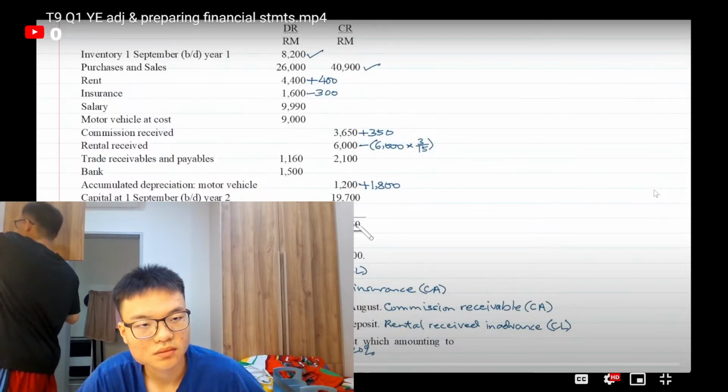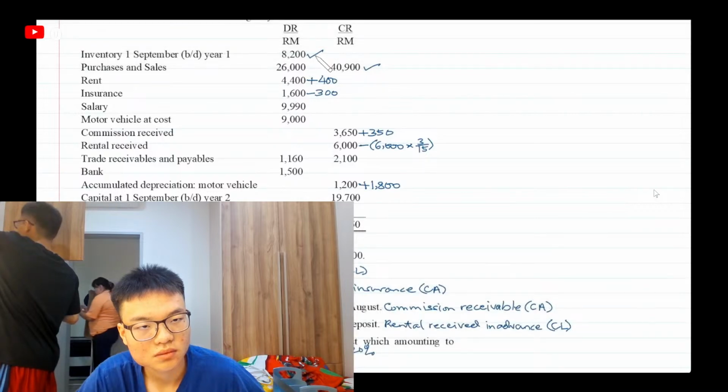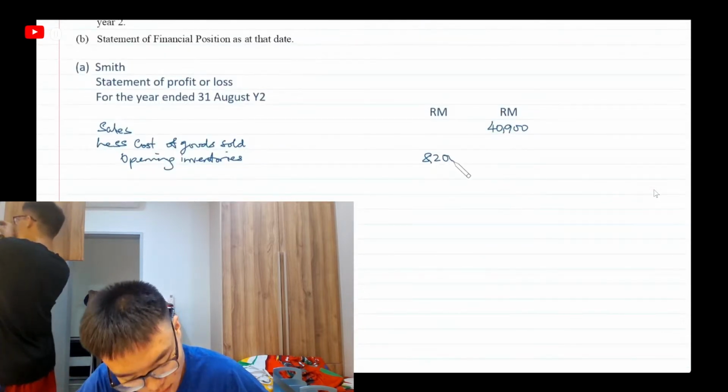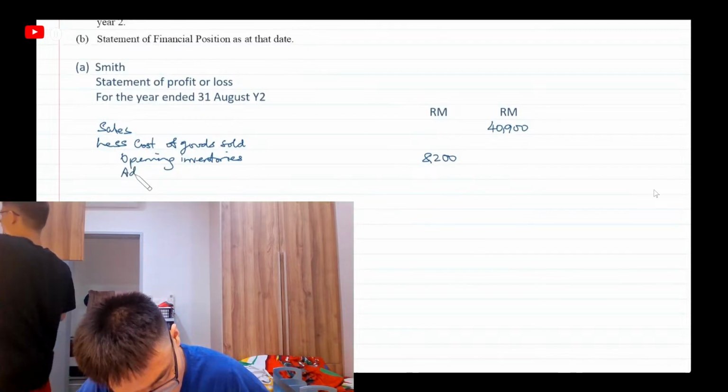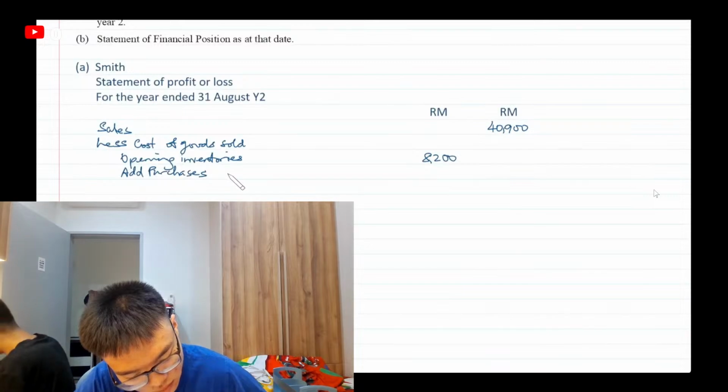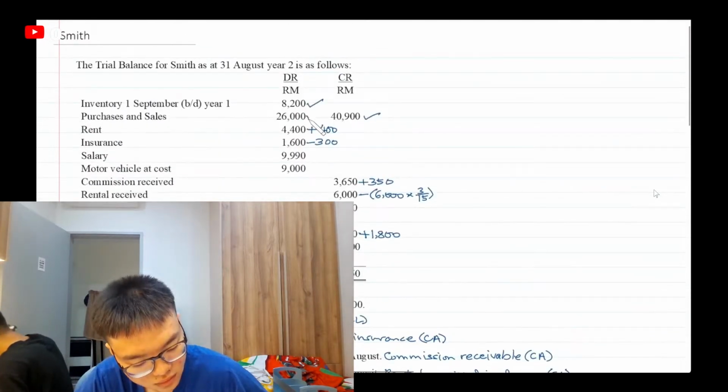Remember, every time we take a number and put it in our financial statement, I put a tick there. This will help me to check later on. Then I add purchases. So I already know what to put into the statement. I just look for the information in the trial balance. Purchases is given here as 26,000 ringgit.